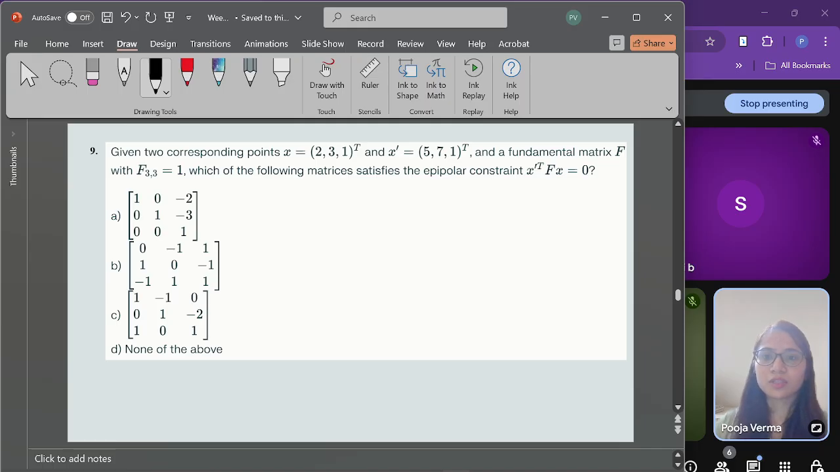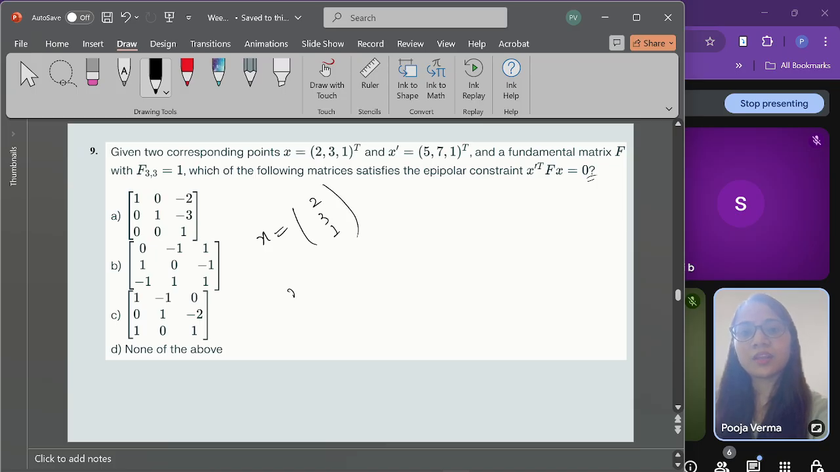So here the next question is: given two corresponding points x equal to 2, 3, 1 and x dash equal to 5, 7, 1, and a fundamental matrix F with F33 equal to 1, which of the following matrices satisfies the epipolar constraint x dash transpose F x equal to 0? Already we have solved one problem based on that, right? So here the two image points are already given in homogeneous representation, x is 2, 3, 1 and x dash is also 5, 7, 1. Now the one constraint given is F33 should be 1.